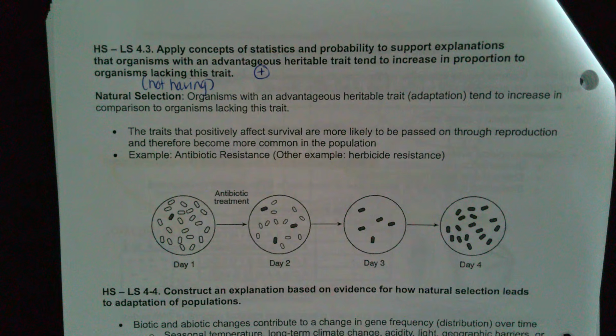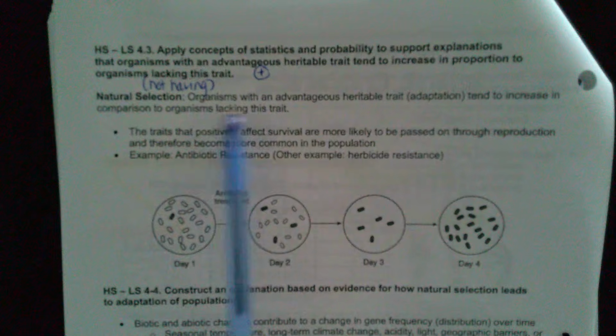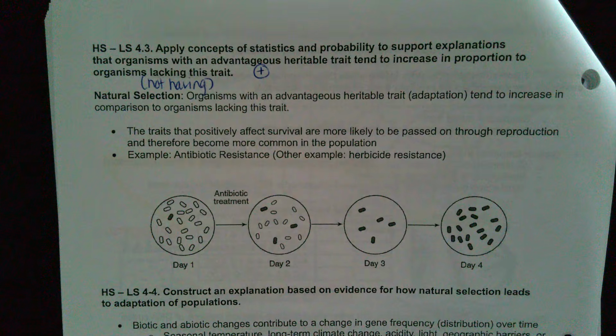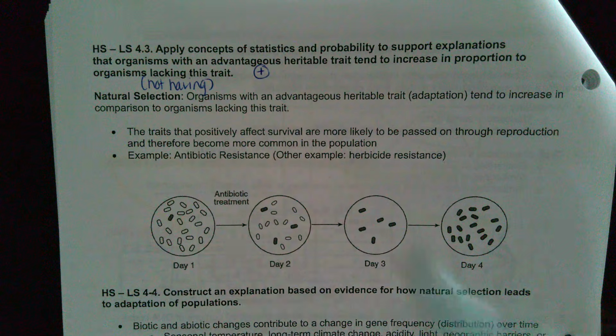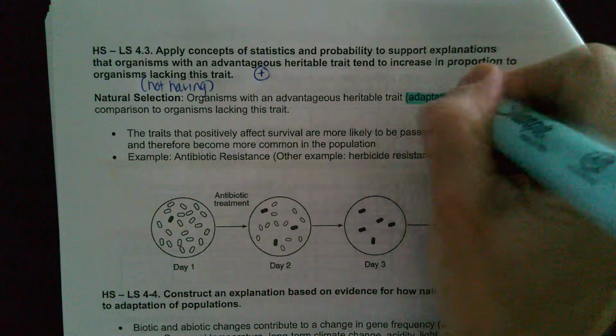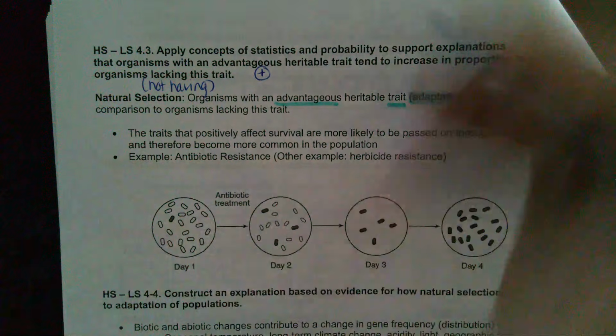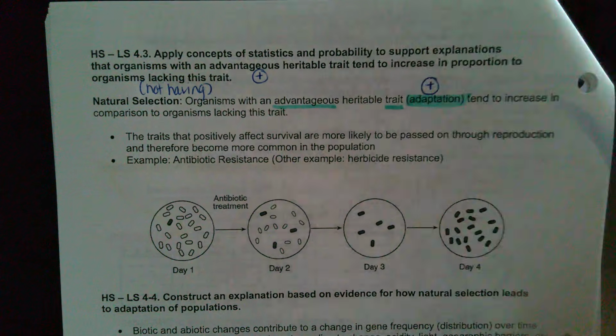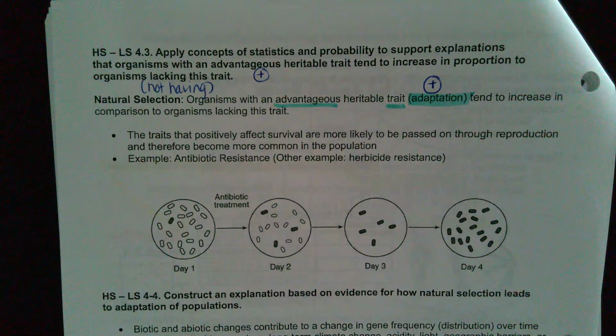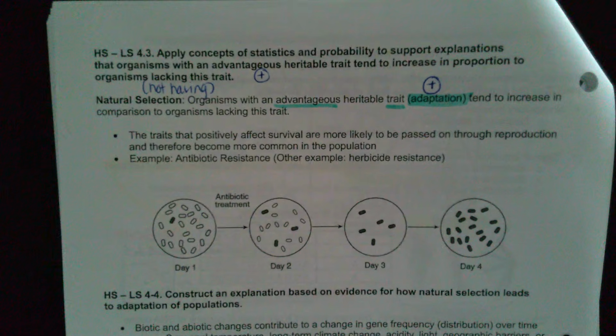Natural selection, the definition. Organisms with an advantageous heritable trait or adaptation tend to increase in comparison to organisms lacking this trait. Keep in mind now, another vocabulary word. Adaptation is just a positive trait. Now, it doesn't have to be that humans think it's positive. It's that for the environment that this organism is living in, it is a positive trait. These traits that positively affect survival are more likely to be passed on through reproduction and therefore become more common in the population.